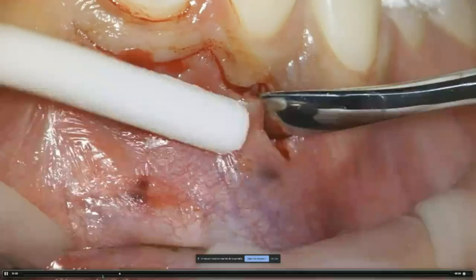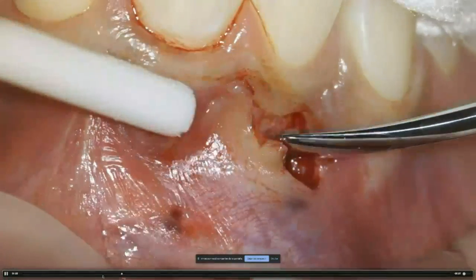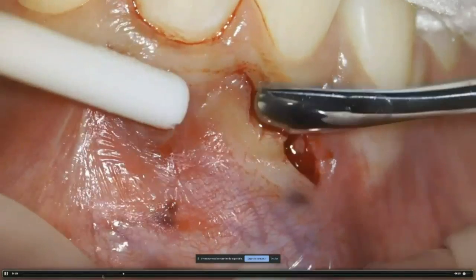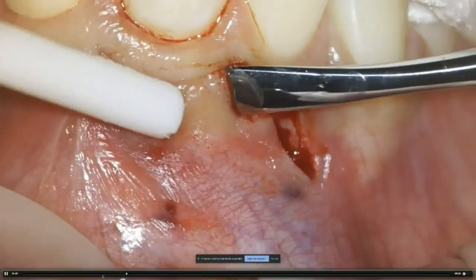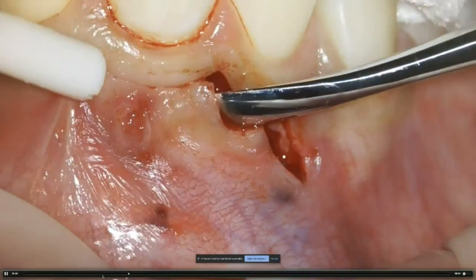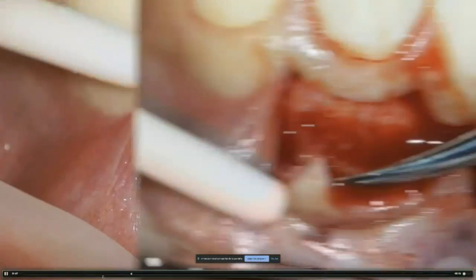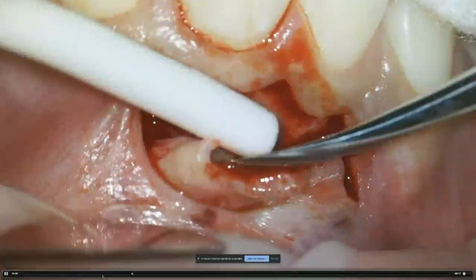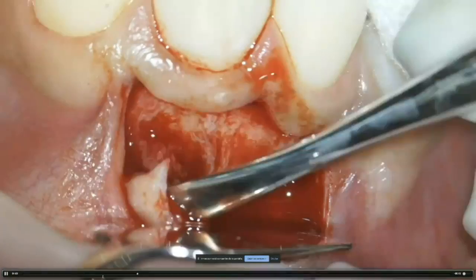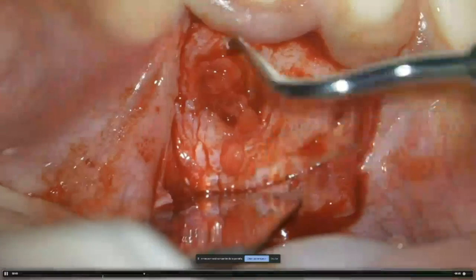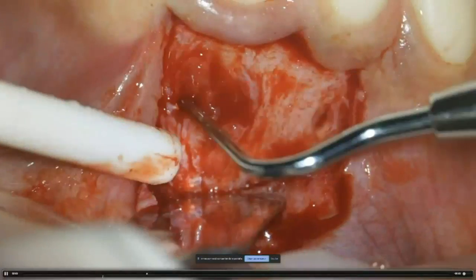And then we start to open the flap, very gentle, okay. I choose the submarginal because we have bone there. And then I try to, as you can see here. And then I start removing all the granuloma tissue, okay?